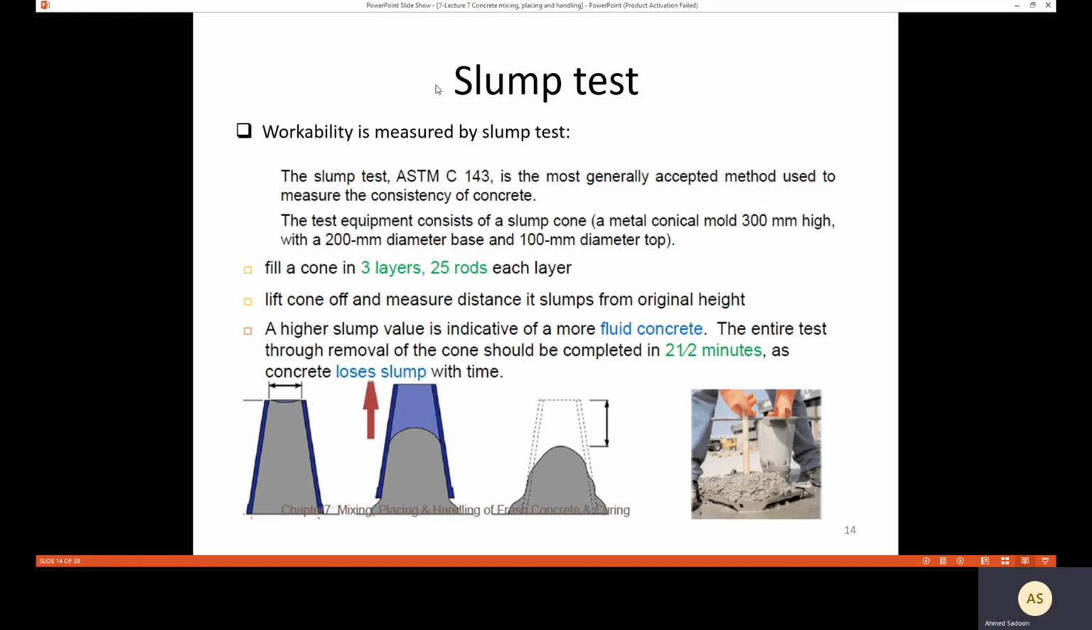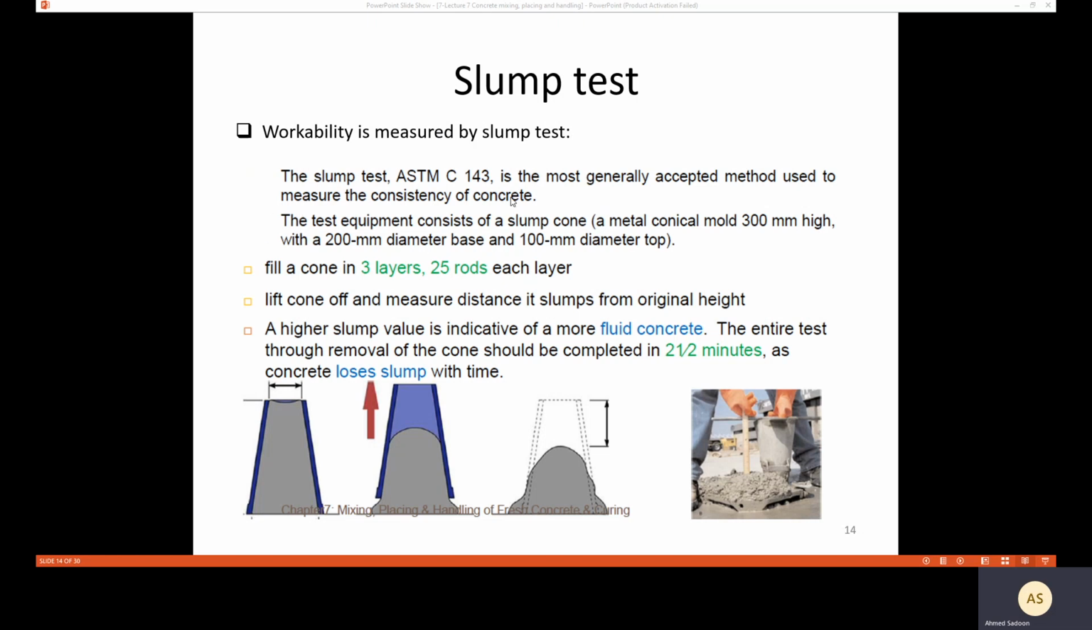Regarding the slump test, the workability of the concrete is mainly measured by the slump test. That is why the slump test is a very important test. When the truck delivers the concrete, we take an amount of concrete in order to conduct a slump test. The slump test is done according to ASTM C143. It is the most generally accepted method used to measure the consistency and the workability of the concrete.